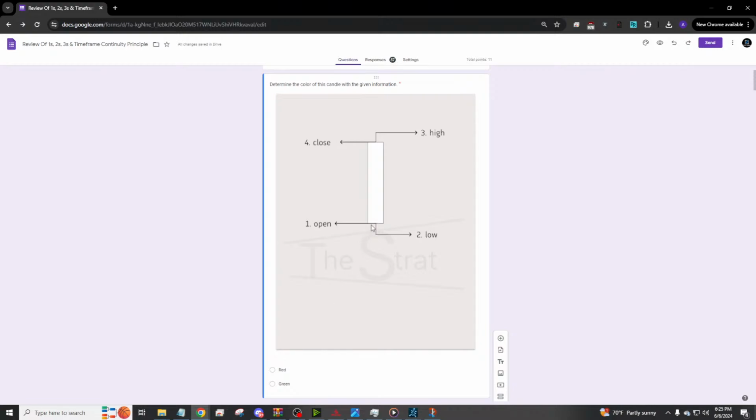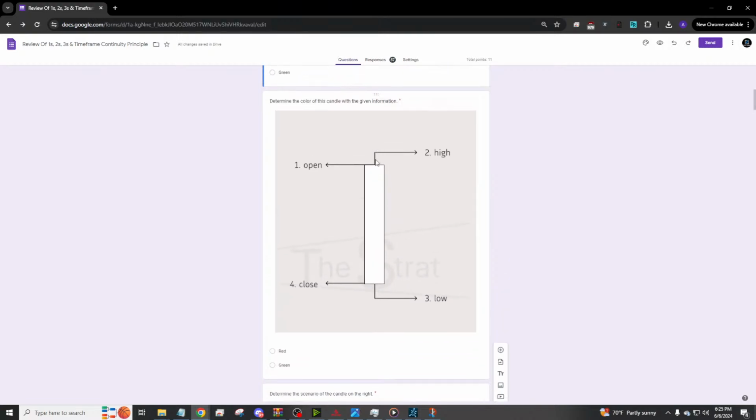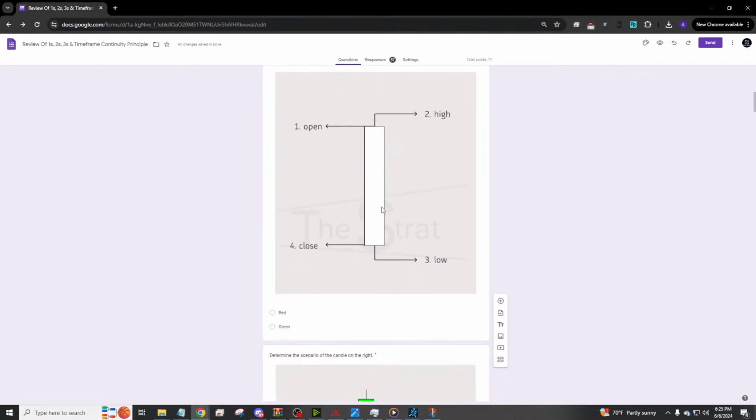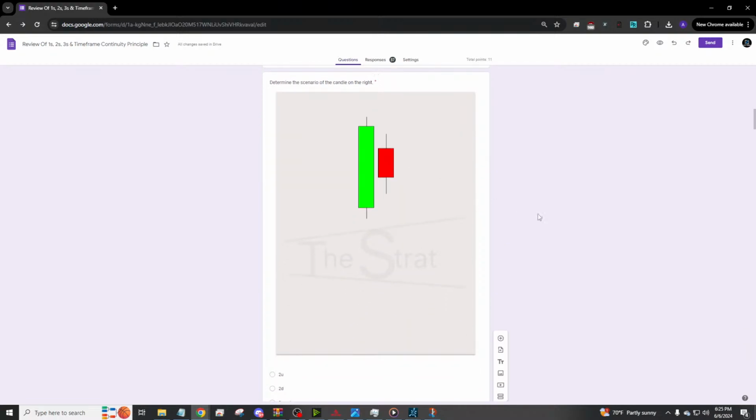So it opens lower, closes higher. That would be a green candle for sure. Opening lower, closing higher. And then vice versa, everyone got this right. Opens higher, closes lower, that's a red candle. Scenario one, everyone got this correct. Good.